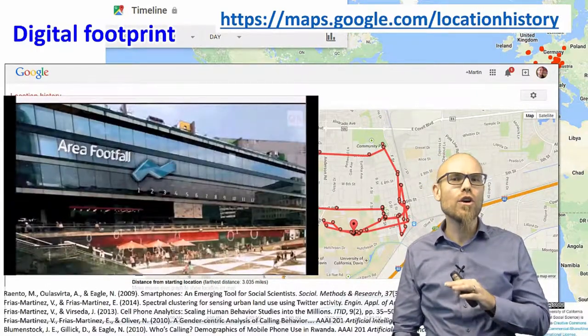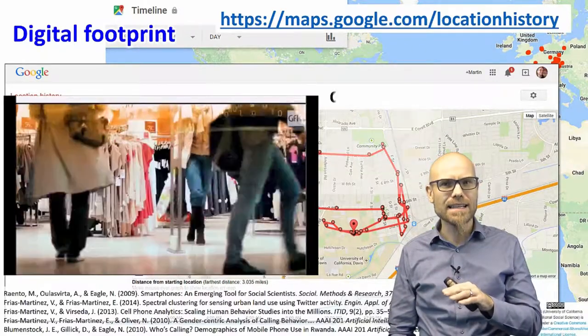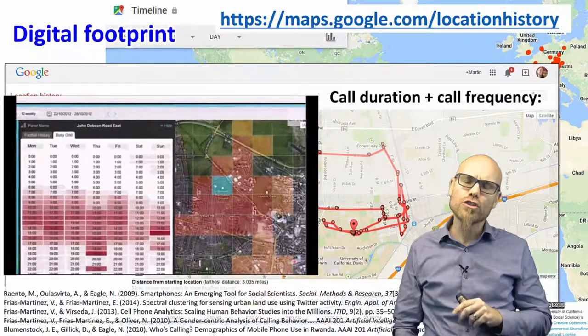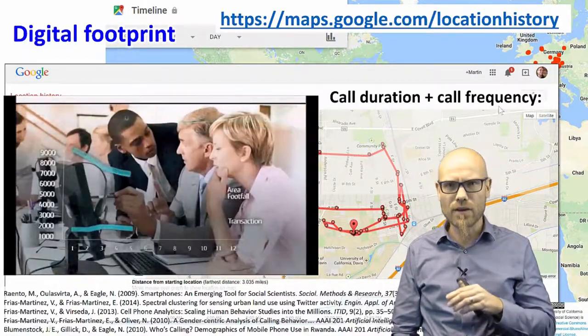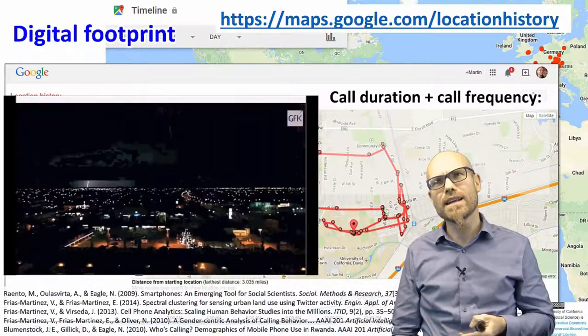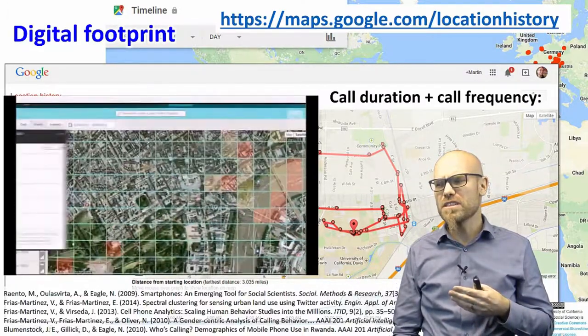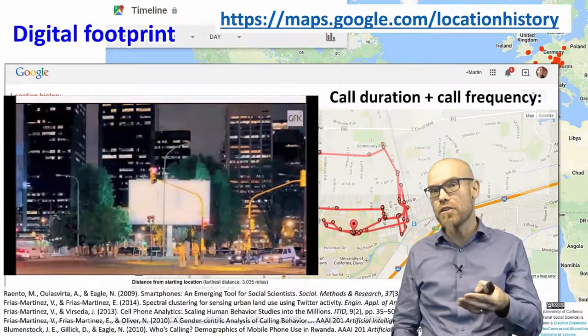So for example, only with what they call metadata. Metadata is data about data. For example, in your cell phone, the call duration and the call frequency. So how long you make a call and with what frequency. That would be metadata, because we're not interested in who you call or what you say. It's more like data about the phone call.